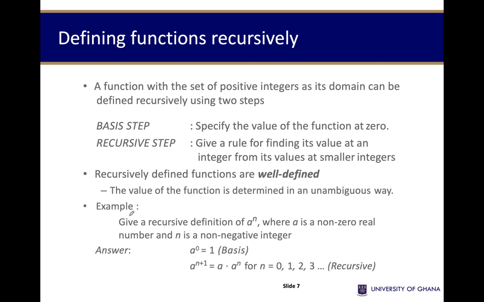Give a recursive definition of a raised to the power n, where a is a non-zero number and n is a non-negative integer. So basically that's it. At the end, what do we need? We need to know that if you are looking at n being a negative integer, then negative integers is actually dealing with integers that do not include non-negative integers. So I can list them as what?